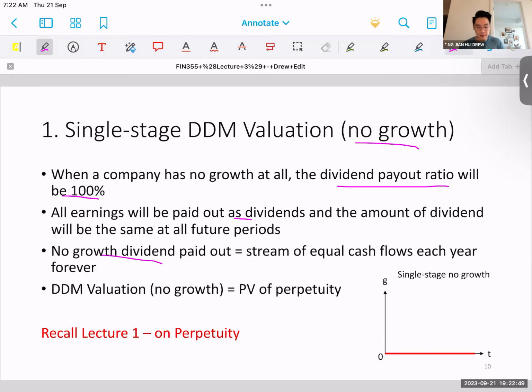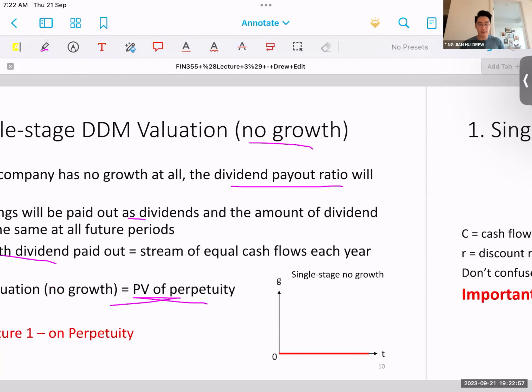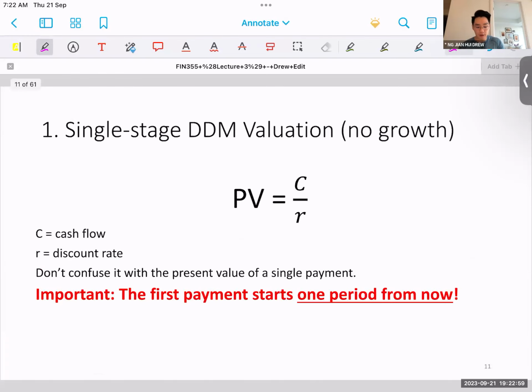No growth in dividend payout. Yeah, zero growth. And the valuation is the PV of a perpetuity. And this is the formula for no growth. So there is an important note here that the first payment starts one period from today.